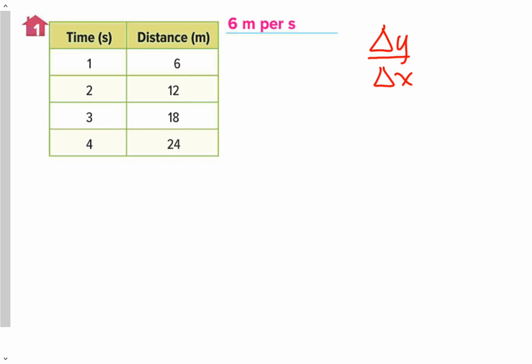So first, let's find out what our change in x's are. I went from 1 to 2, so it's plus 1. And then 2 to 3, again, plus 1. And 3 to 4, that's plus 1.